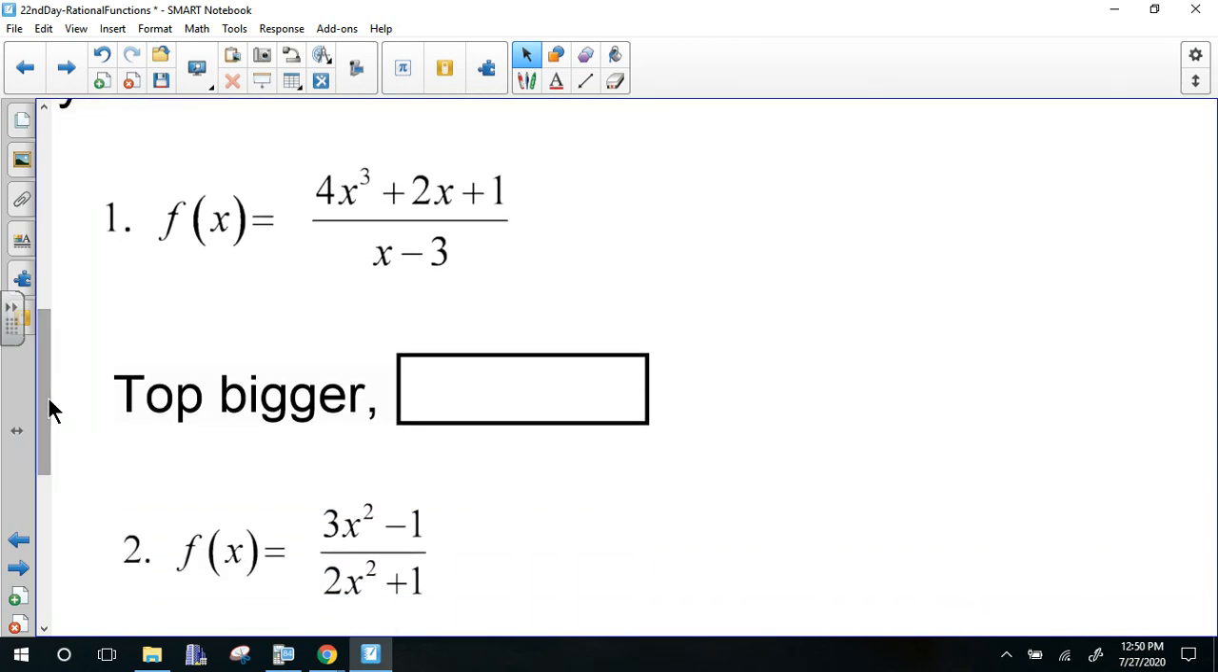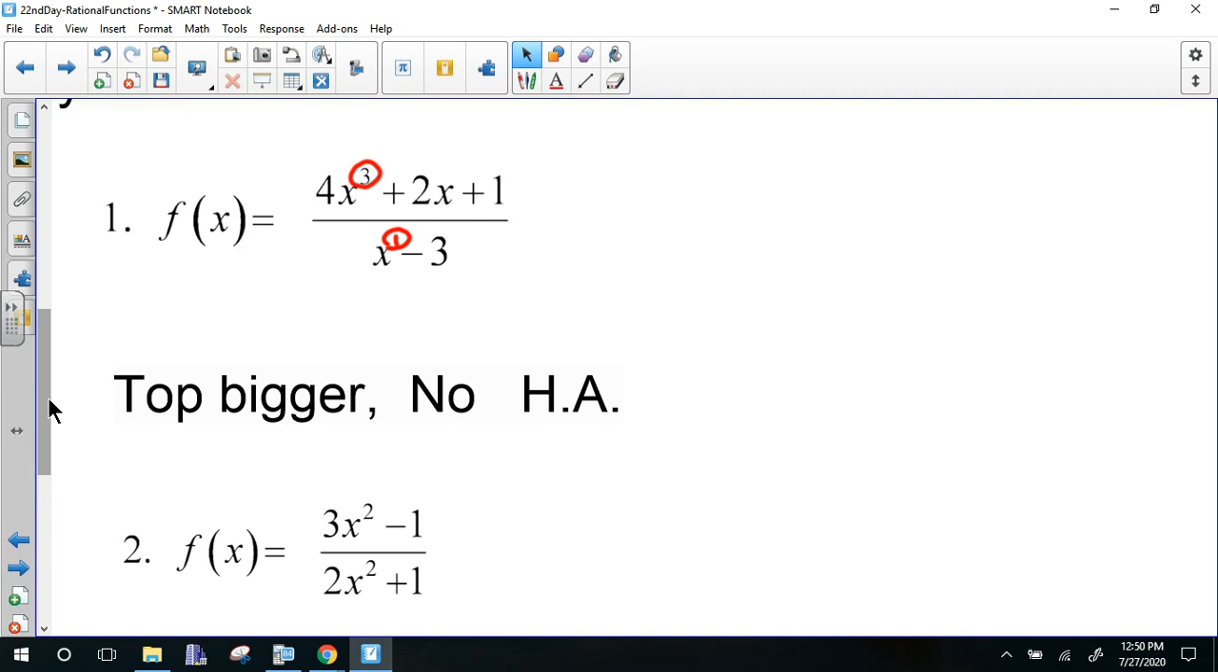Right? Looking at the exponents, I have a 3 here and a 1 there. We just never write it. So the top, the numerator, has a bigger degree. There's no horizontal asymptote.